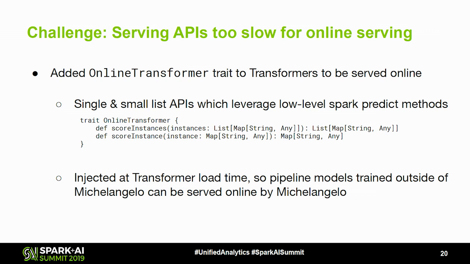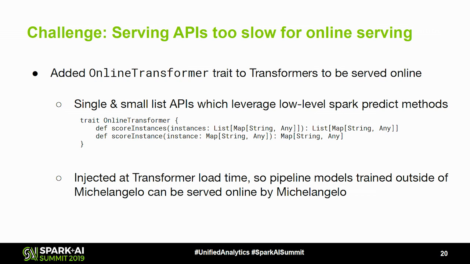And these traits are added to the transformers for which we wanted to support online serving in Spark. And this works well and gives kind of a framework for thinking about this. And this leverages low-level predict methods that are already in Spark wherever they're available. And of course, we can inject these methods into an existing model that was trained outside of Michelangelo.